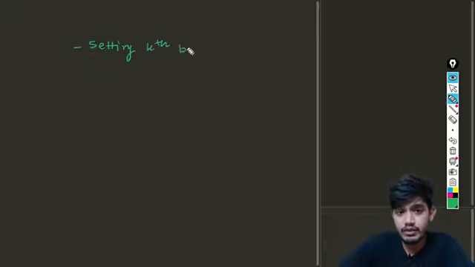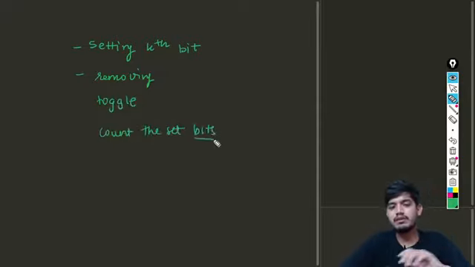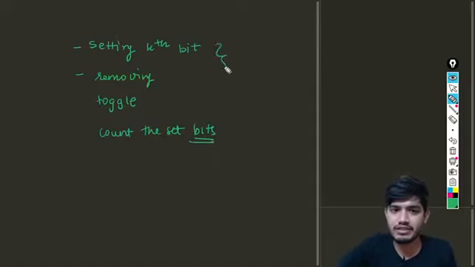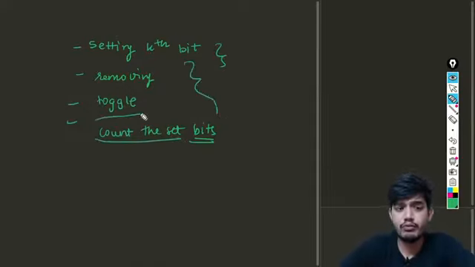We have already seen setting the kth bit and removing the kth bit. Toggling also we have seen. We have counted the number of set bits. So these are the simple programs when you talk about bit manipulation, and we have already seen all this in the last sessions. So today, using some of this, we are going to be solving a problem.